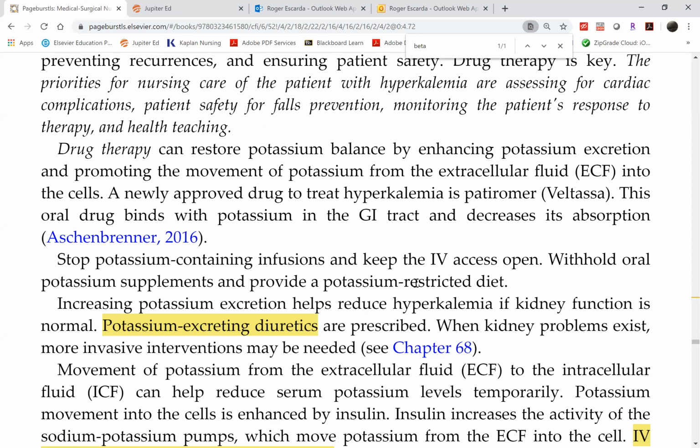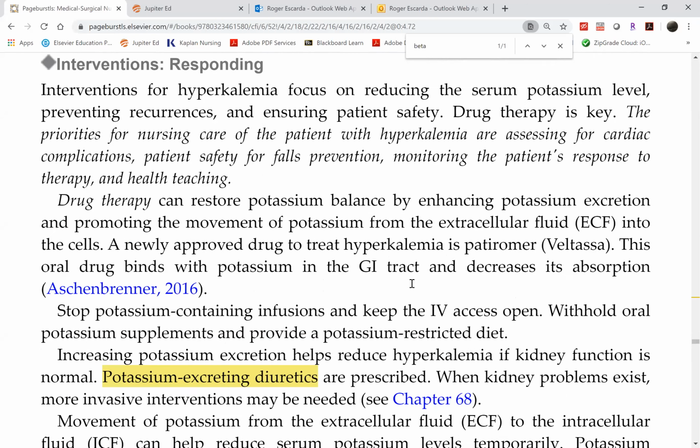Interventions. We have several options to drop potassium. We can either shift the potassium, meaning take it out of the bloodstream and put it into the cells temporarily. We can give drugs that will promote excretion of potassium. And that's pretty much it. So let's start with shifting, because shifting will be the fastest way to do it.